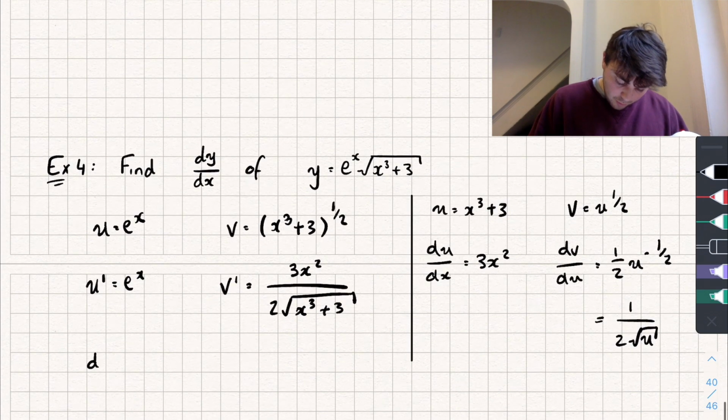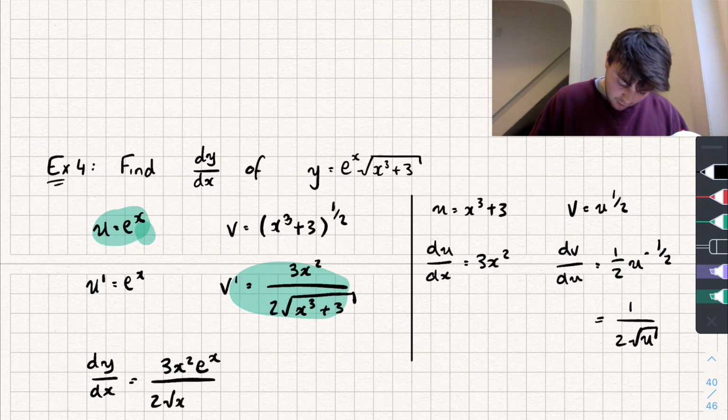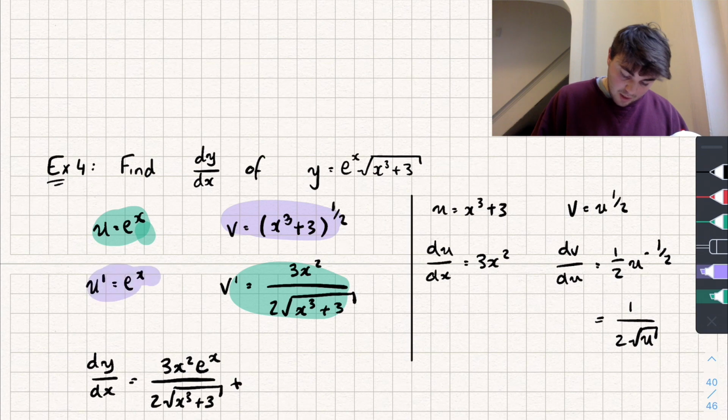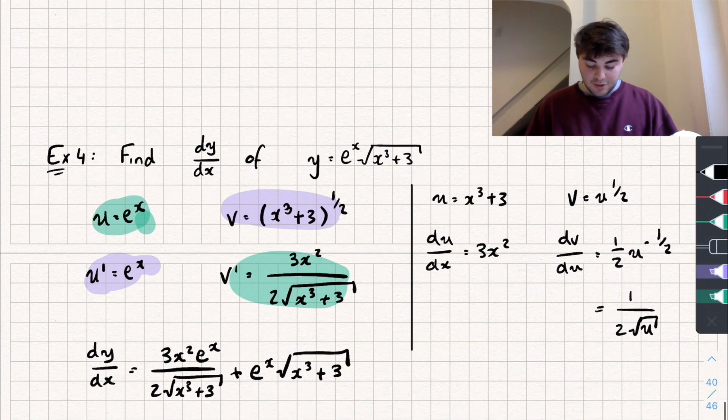And so now we find dy by dx, so we're going to do u multiplied by the derivative of v, so we're going to get 3x squared e to the x all divided by 2 square root x cubed plus 3. And then we're just going to add on to that the function v multiplied by the derivative of u, which is going to be e to the x multiplied by the square root of x cubed plus 3. And that is going to be our derivative.